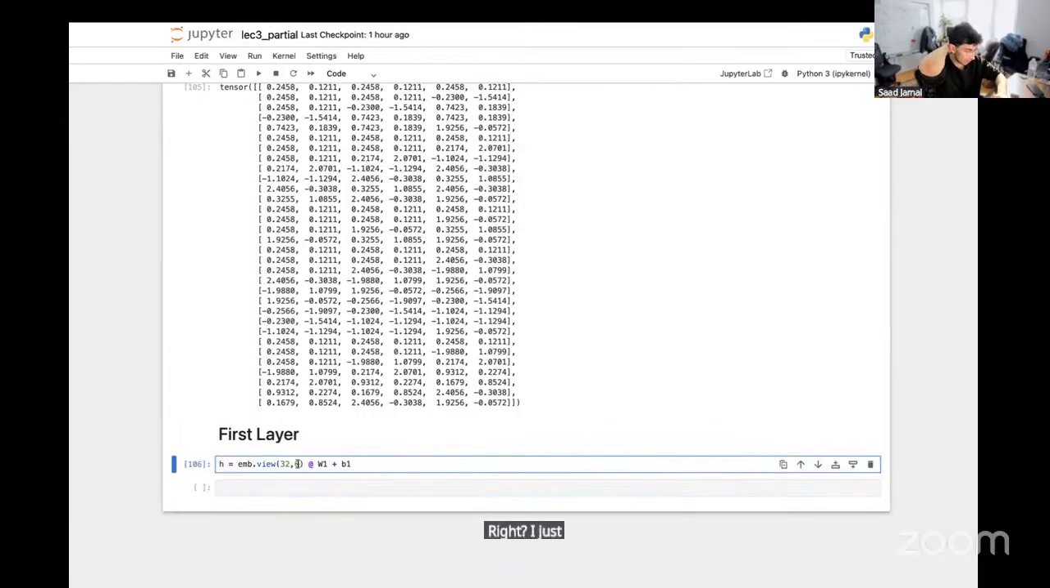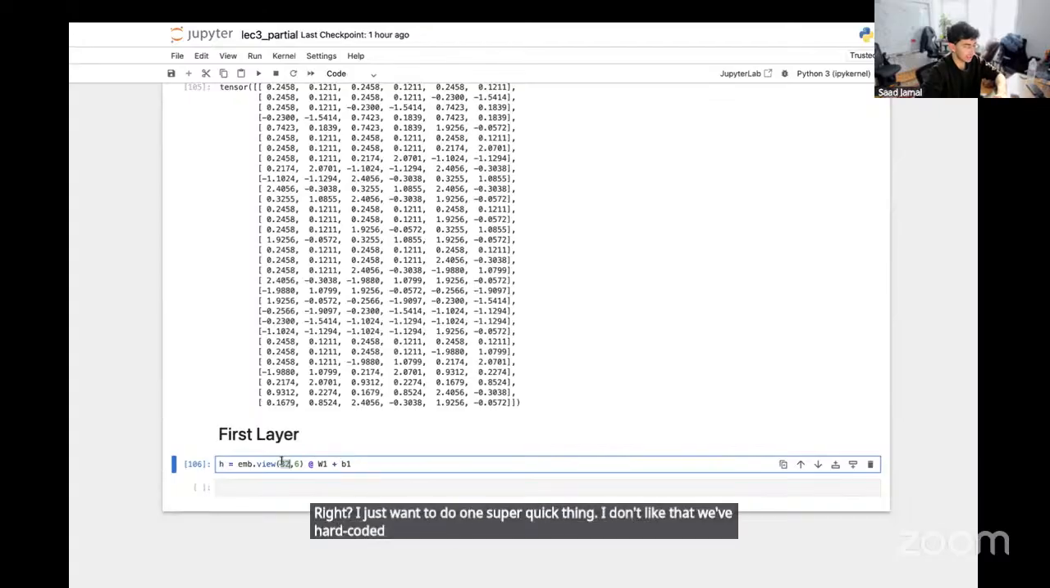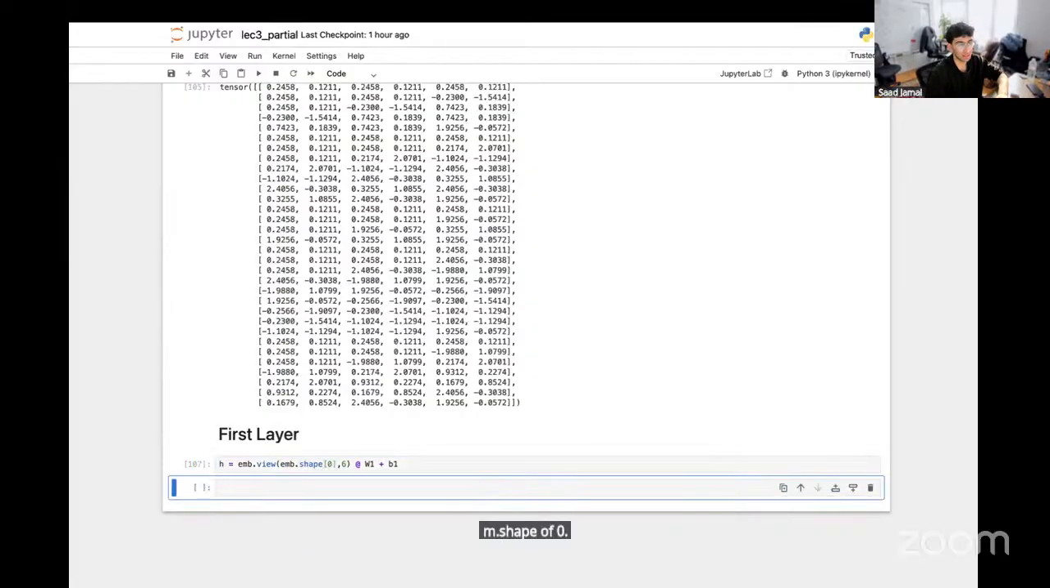I just want to do one super quick thing. I don't like that we've hard coded the dimension right here, because right now we're at 32 examples, but in the future we're going to train on our entire data set, which is going to be like, I don't know, 28,000 or something like that. So let's just do m.shape[0]. That's the exact same thing, right?